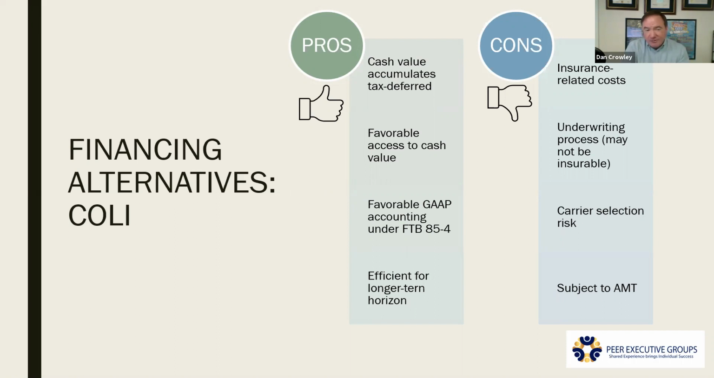Favorable access to cash value. Okay, so I think what that means is you're going to be able to borrow that cash value out of the policy. You're not going to have a tax impact on that. You're going to withdraw the cash value out of the policy.